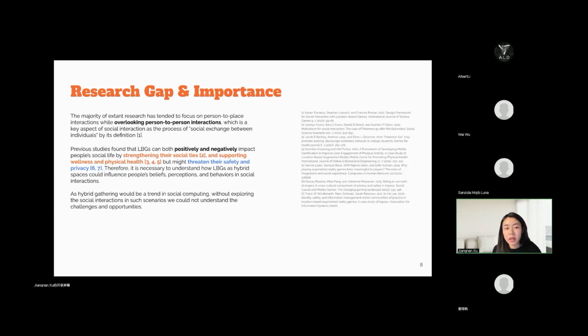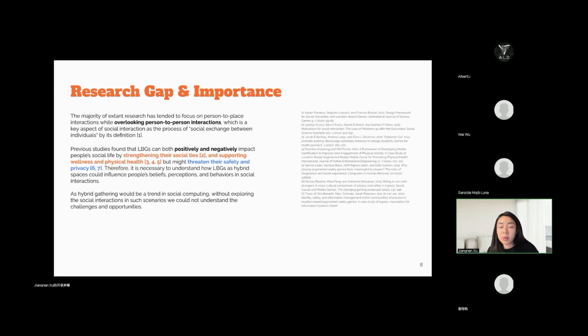On the other hand, previous studies found that location-based games can both positively and negatively impact people's social life. In a good way, playing the game can strengthen social ties and support wellness and physical health. But in a bad way, because they play in a physical location, they are using their mobile phones with traffic around them. So they have safety concerns, and the game might threaten their safety and privacy because you are sharing location information with others.